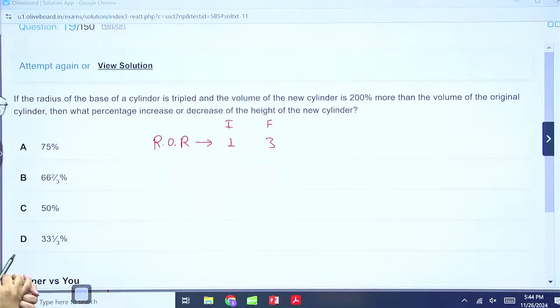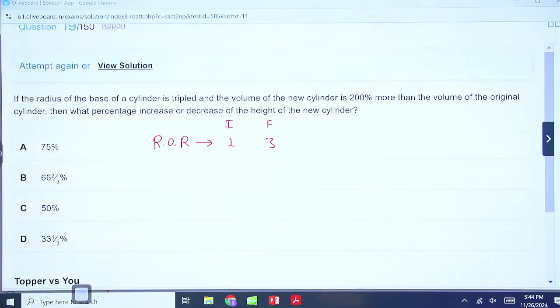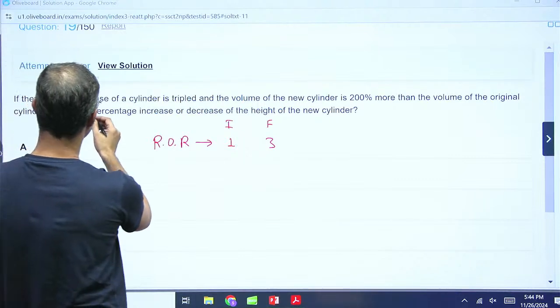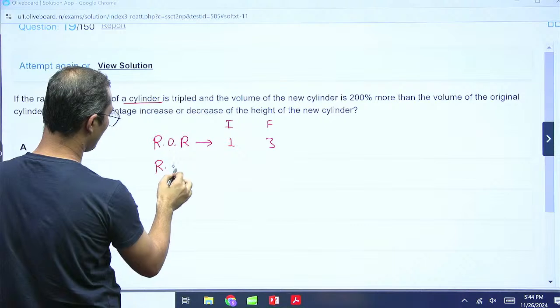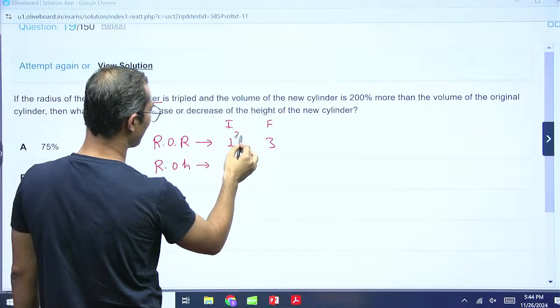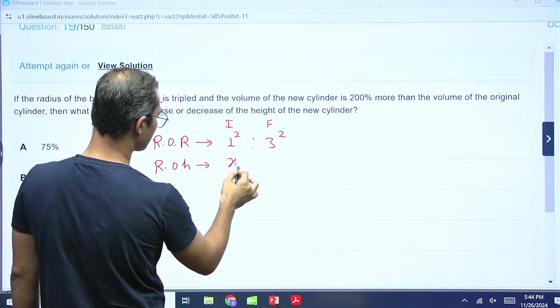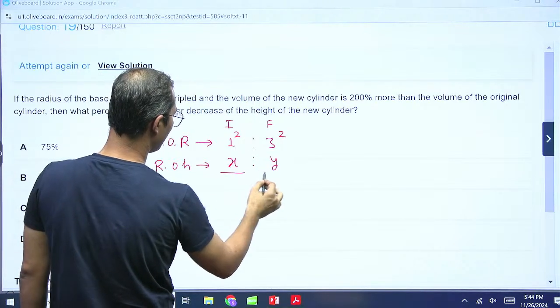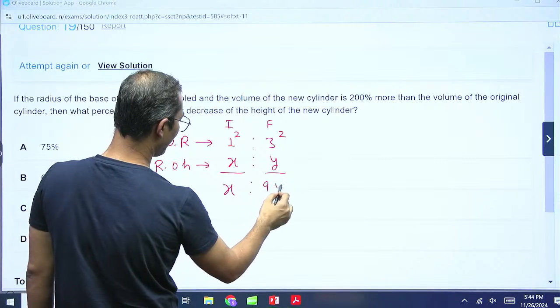Then what percent increase or decrease of the height of the new cylinder? Yes, please. Now tell me. See, in case of cylinder, we can say that the ratio of height, right? So we are taking square of radius. This is the shortcut, and the height ratio presently x, now y, right? So this must be x is to 9y, right?